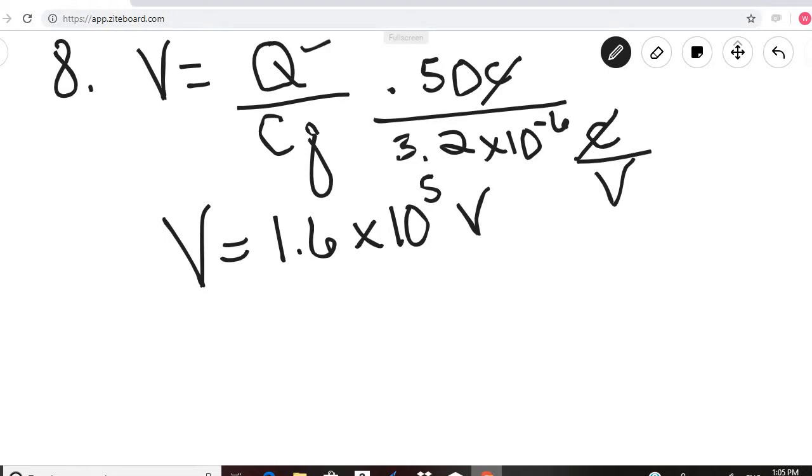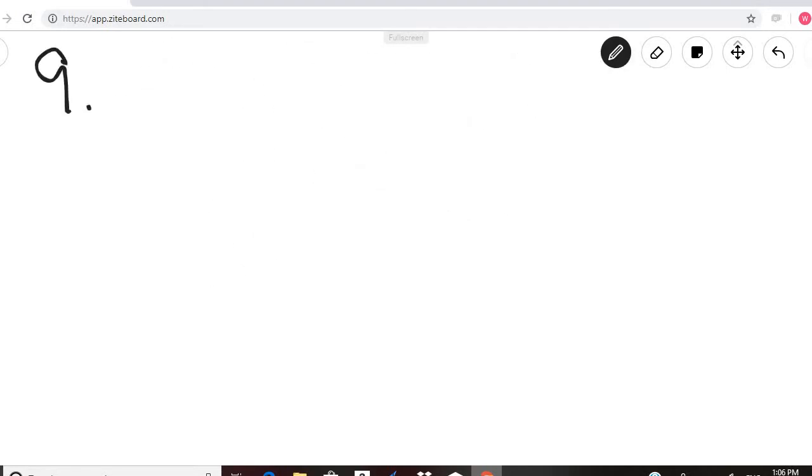Okay, so in this problem, the uppercase Q is the amount of charge that is stored in the capacitor, and this lowercase variable is the charge on the capacitor itself. Okay, so that's number 8.